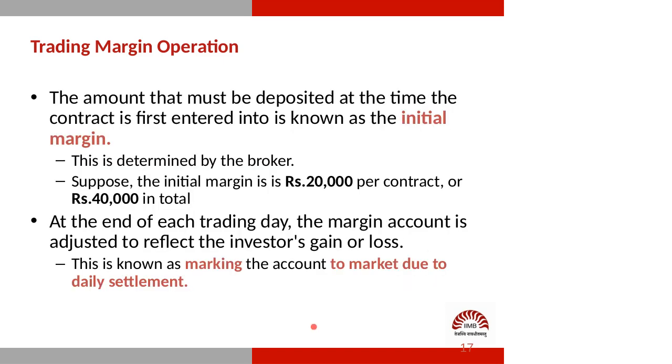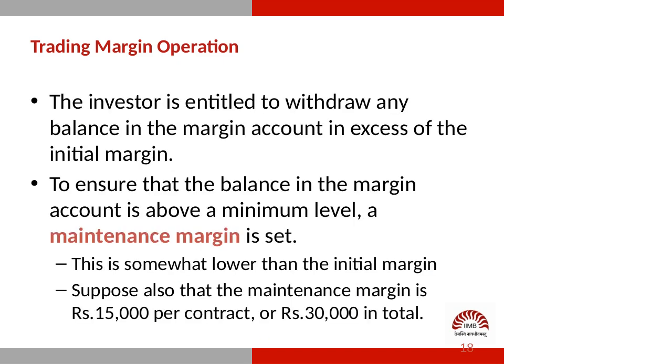Let's say the amount that must be deposited at the time the contract is first entered into is the initial margin. This is determined by the broker. Let's say the initial margin is $20,000 per contract or $40,000 in all. At the end of each trading day, the margin account is adjusted to reflect the investor's gain or loss. That is what is known as marking to market due to daily settlement. How does that happen? Let's look at the next slide and you will realize what happens.